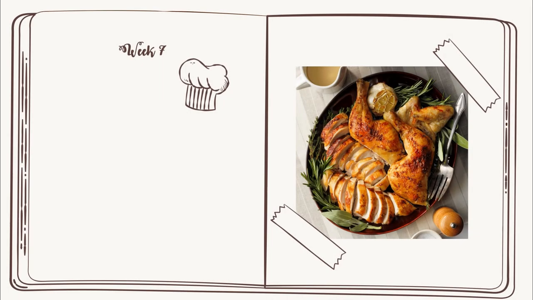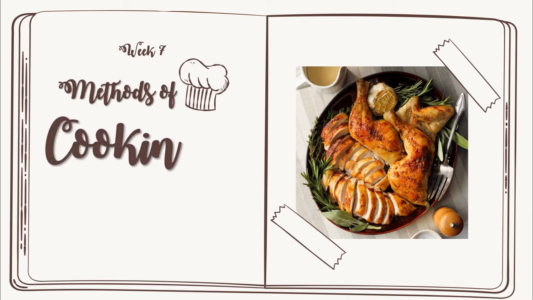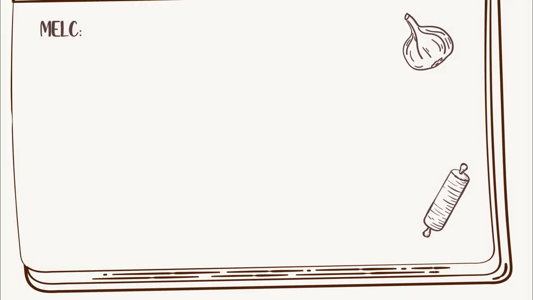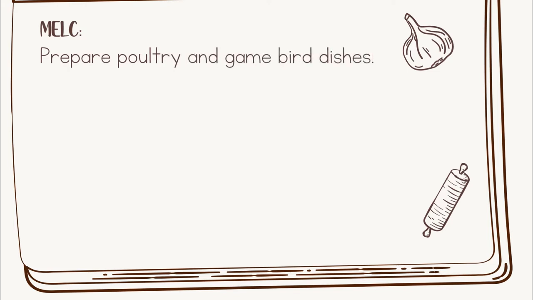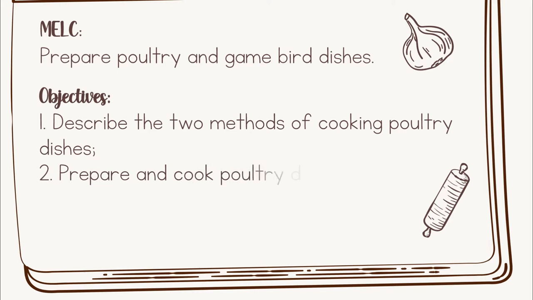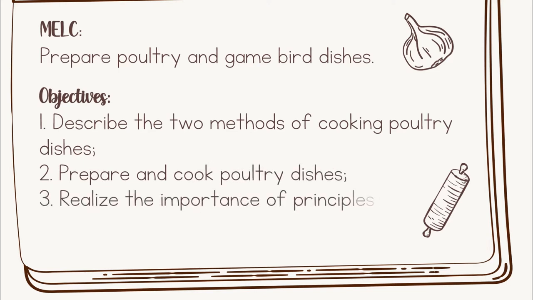Our week 7 lesson is all about methods of cooking poultry. The most essential learning competency for this topic is prepare poultry and game bird dishes. And our objectives are number 1, describe the two methods of cooking poultry dishes. Number 2, prepare and cook poultry dishes. And number 3, realize the importance of principles of cooking poultry.